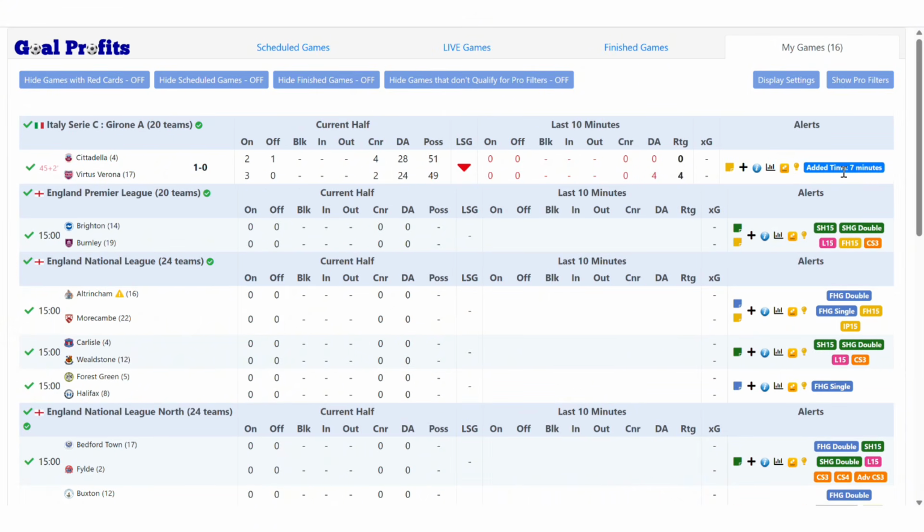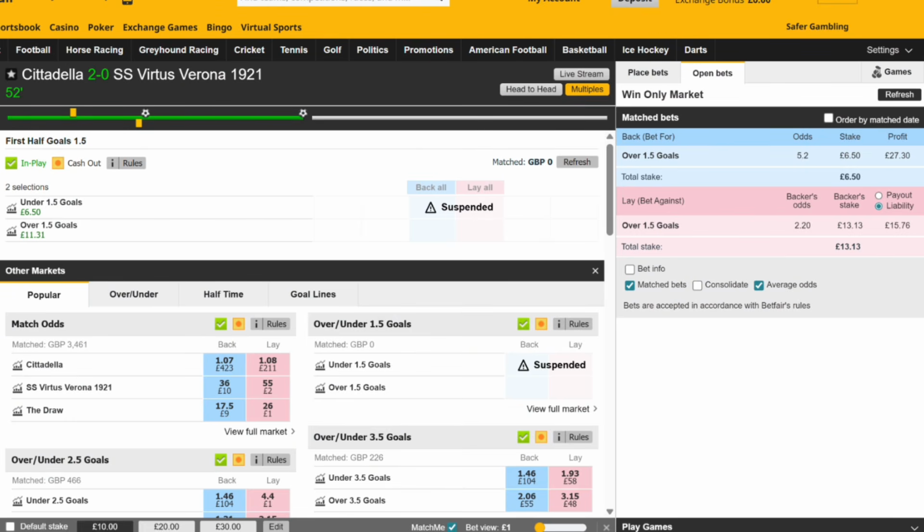There are 7 minutes of added time, so perhaps chance for another goal yet. And here it is, a nice late goal, and this time it sticks. So I finished with £11.30 from this game, which is 0.87 points for me.